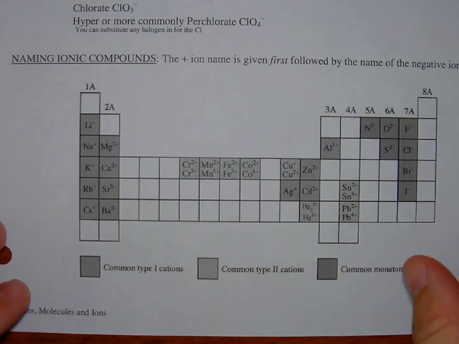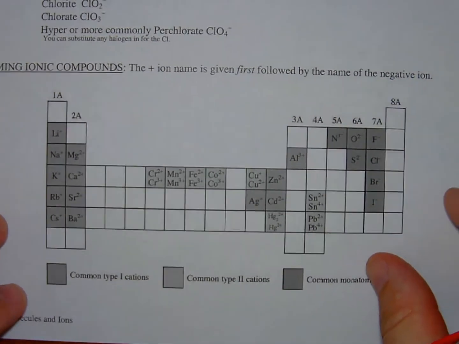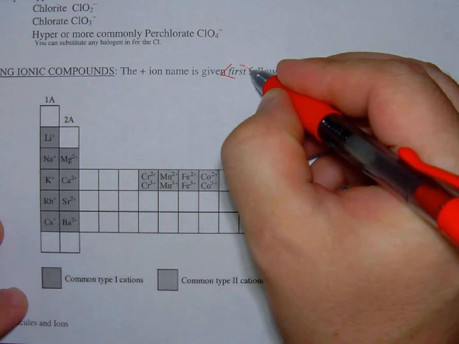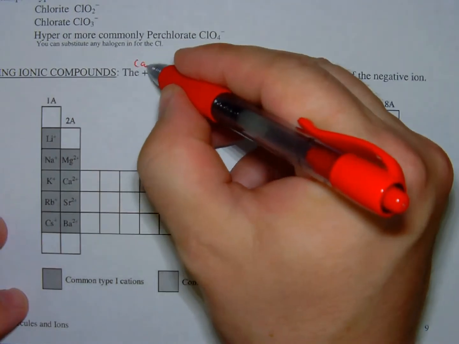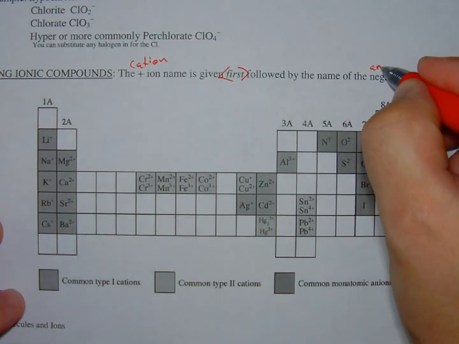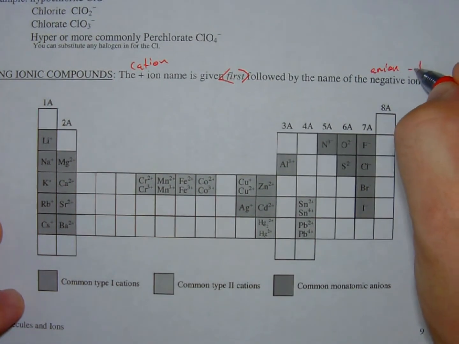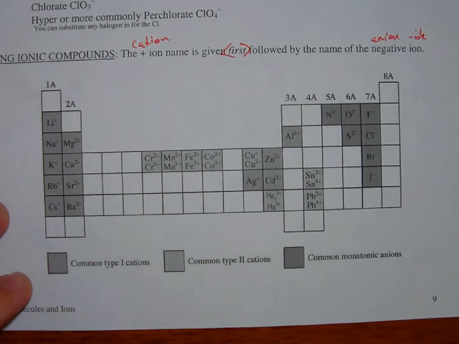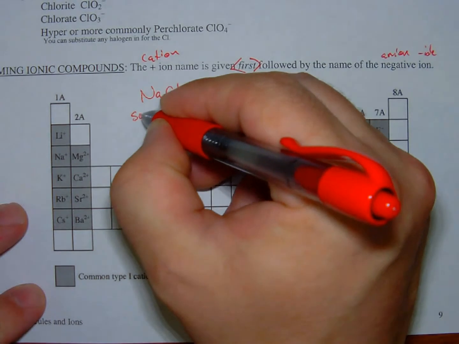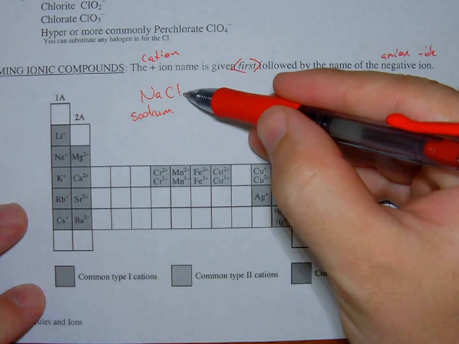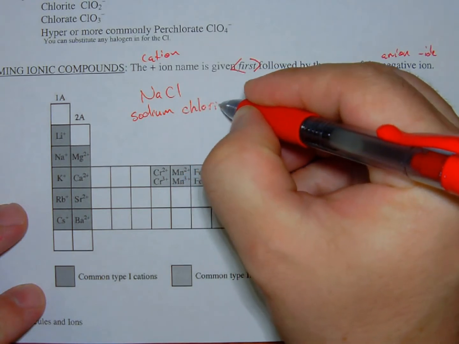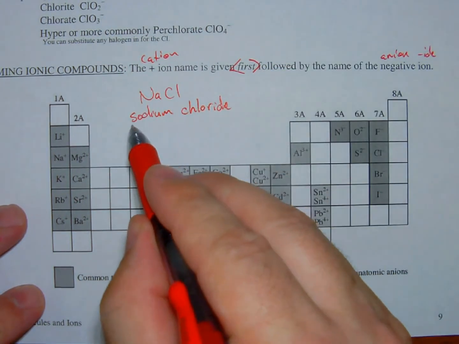And lastly, when we name these ionic compounds, the positively charged ion's name is given first. So the cation goes first, followed by the name of the negative ion, the anion. Remember, it has that ending -ide. An example that you've seen a lot is NaCl. This is sodium, and this is chlorine that has ionized, so it is now called chloride. So the name of this substance is sodium chloride.